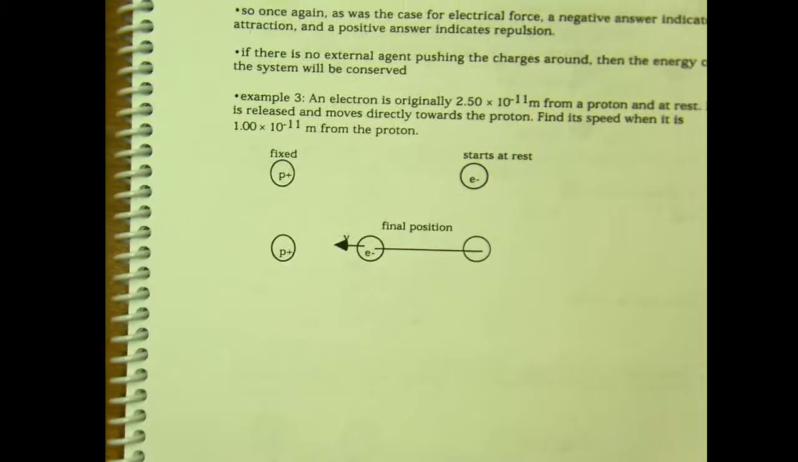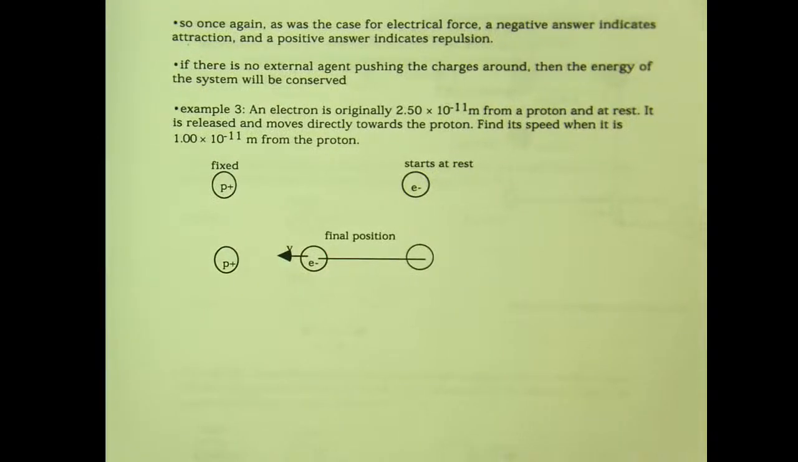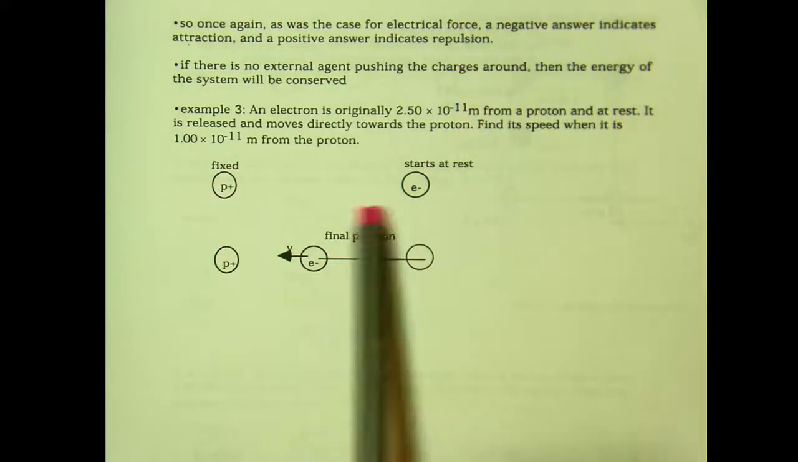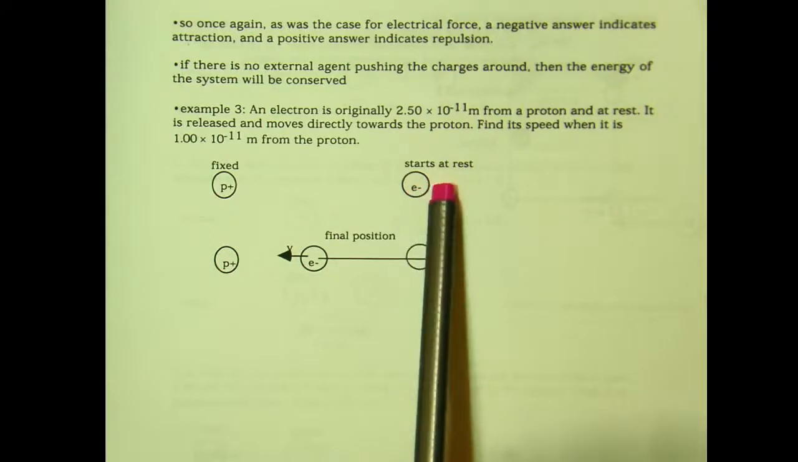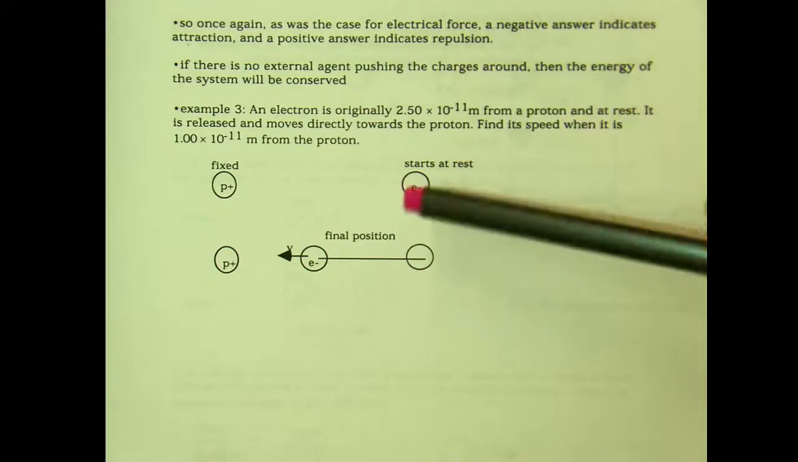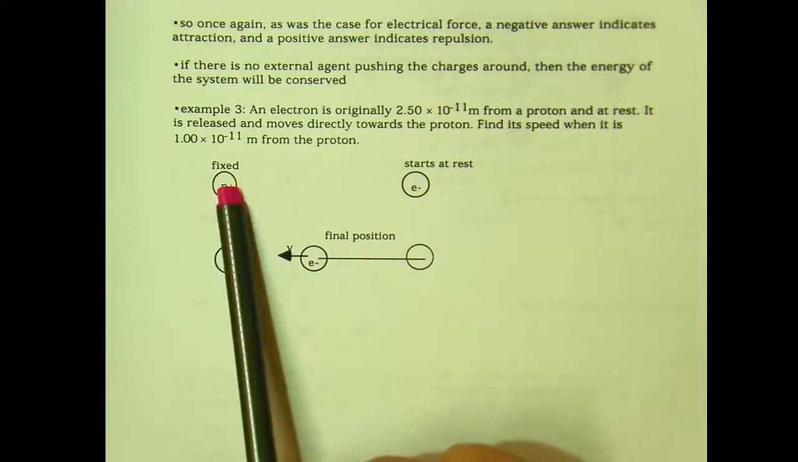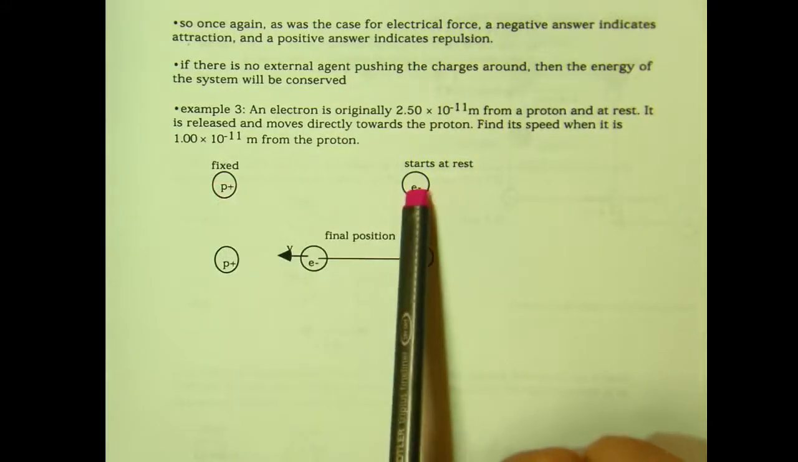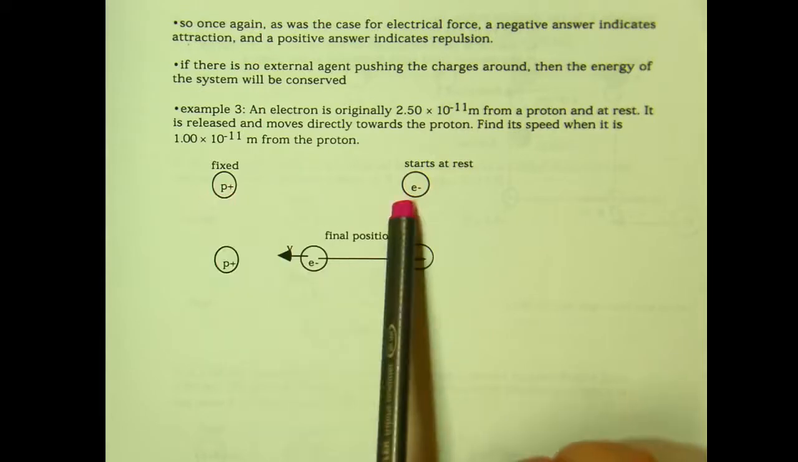Same thing, let's do it again, except we're looking at a slightly different kind of situation. So in this particular situation, we've got a proton and an electron. So this guy's going to start at rest. And the difference here is that it doesn't take an external agent to make this happen. If the proton is fixed, the electron is going to be attracted to the proton because one's positive, one's negative.